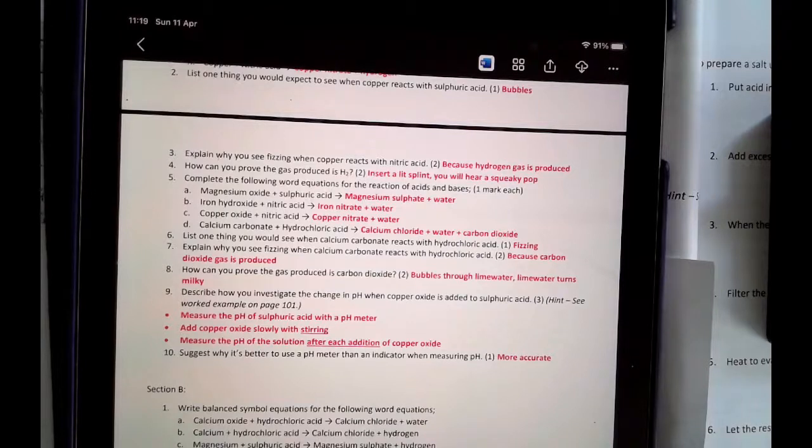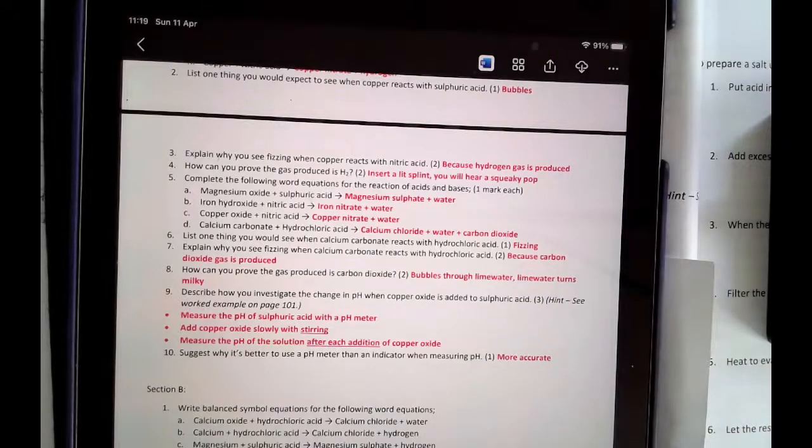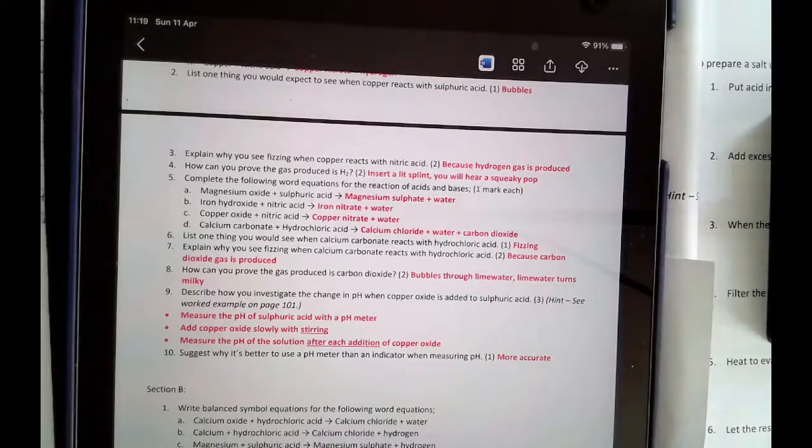In the next video, we're going to look at 2 other practicals. We're going to look at how you make salts using either a soluble base, so an alkali, or an insoluble base. There's 2 different methods for making salts. One of them is a core practical, so gets asked all the time.